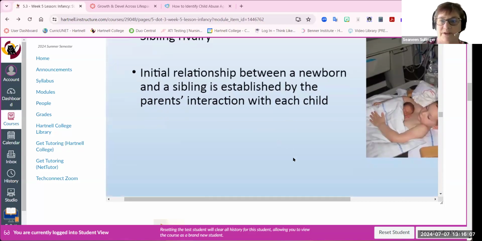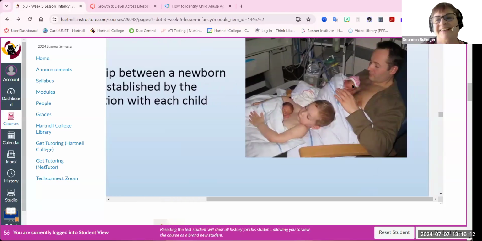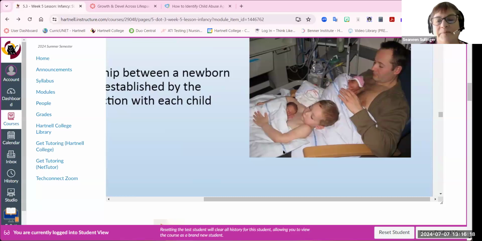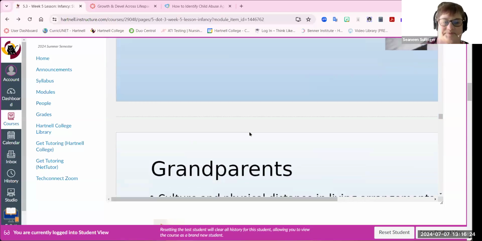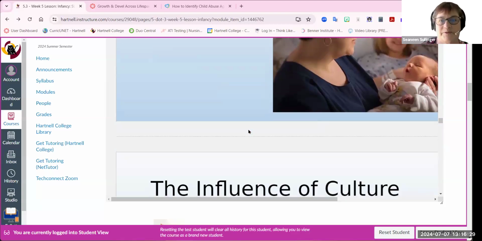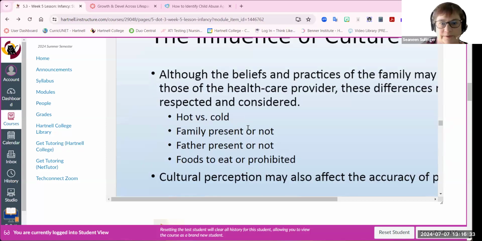And the siblings we talked about. I love this little picture, right? There's dad and they had twins. And there's big brother. I think that's so cool. They're in the NICU. But I love that picture. Grandparents, sometimes they're a little overbearing. Try not to be. Culture, how does culture affect things?